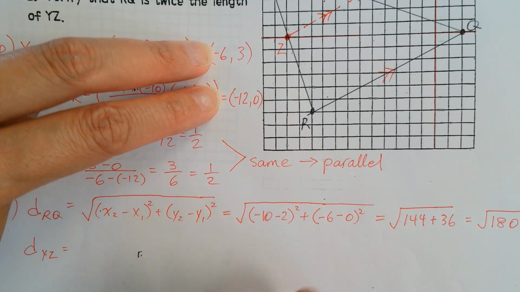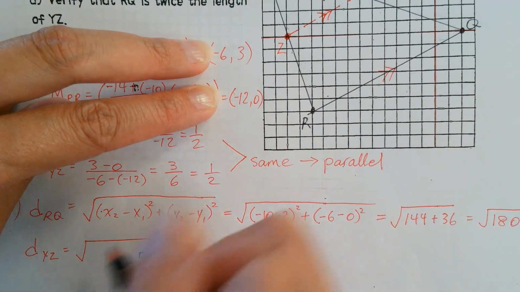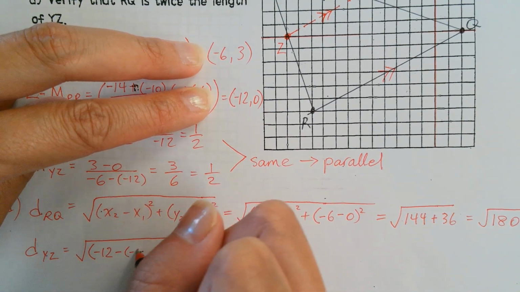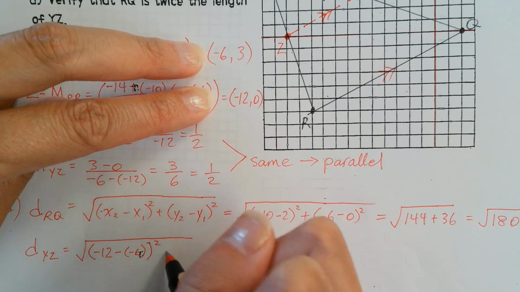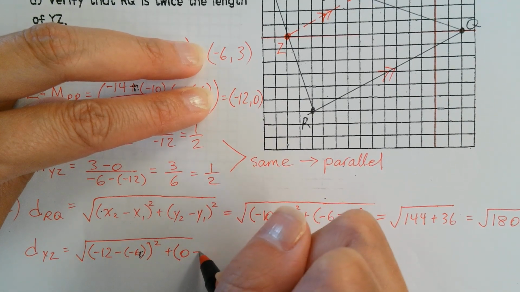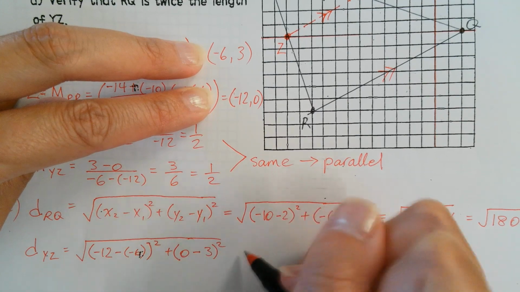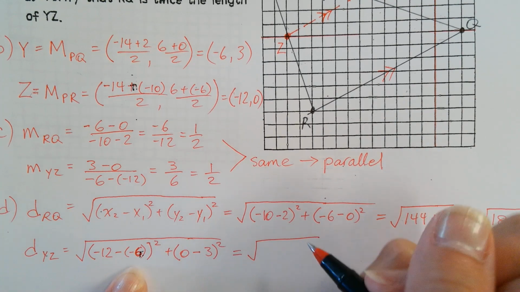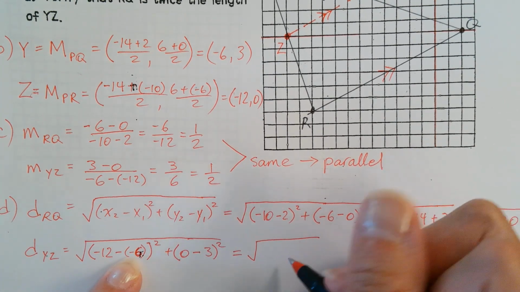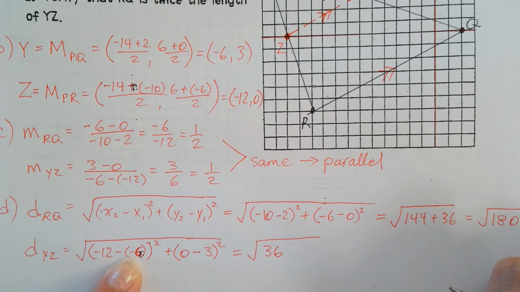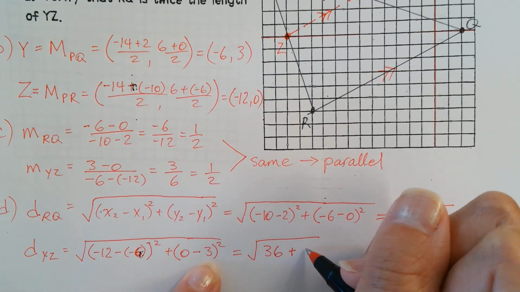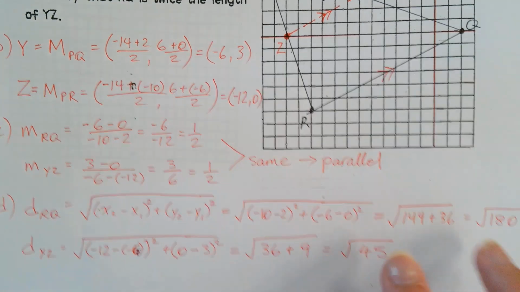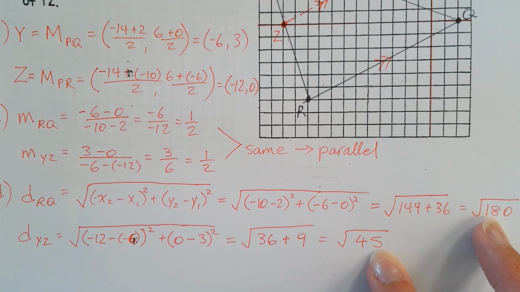YZ, using these 2 points for YZ. So same formula. x2 minus x1 squared, y2 minus y1 squared. That's a 6. So you get negative 6 squared, which is 36. And then negative 3 squared, you get 9. So you get square root 45. Looking at this, how come it's not doubled?